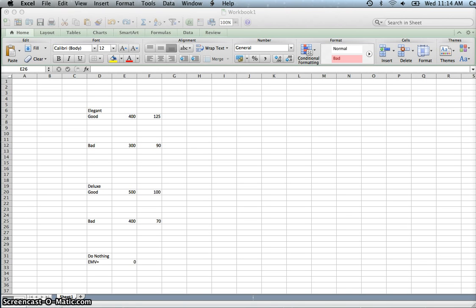This is how you calculate expected monetary value using a decision tree. I'm using data from problem 5.13 at the end of chapter 5. So if you want to take a look at that data and follow along, that would be great.